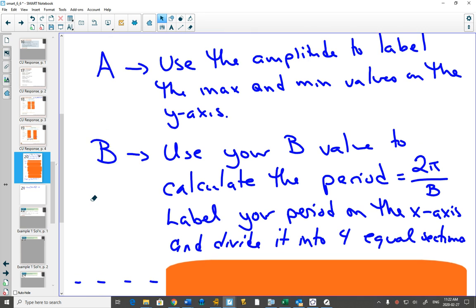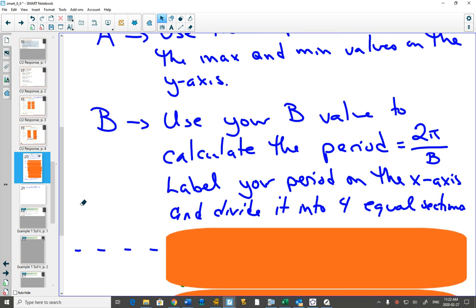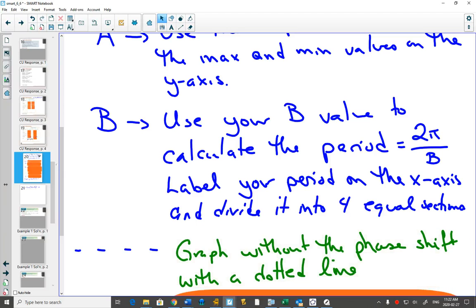In DAB-C, the dash actually means something. The dash is there to tell you that you need to graph your function without a phase shift with a dotted line. So the dash is to remind you to graph it with a dotted line before you do the phase shift or the horizontal translation.